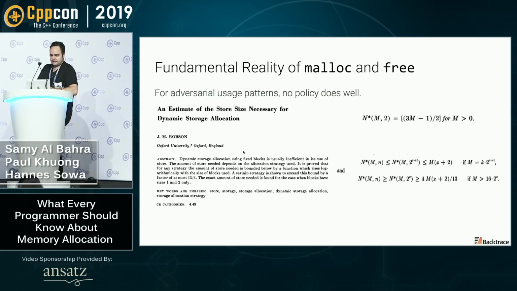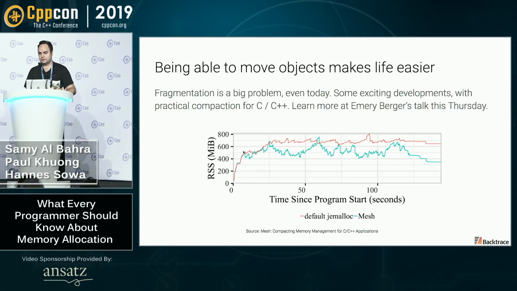The sad reality is there is no perfect placement policy. You're always going to have an adversarial workload which will break the placement policy. And this is something that allocators have to live with. So there isn't one allocator that's the best for every single workload out there.